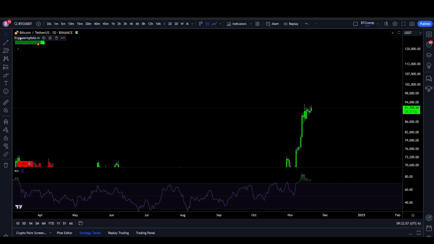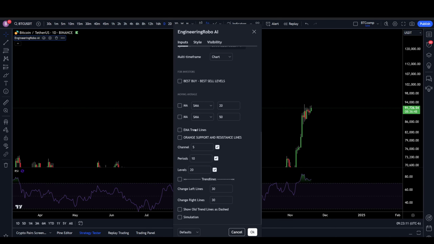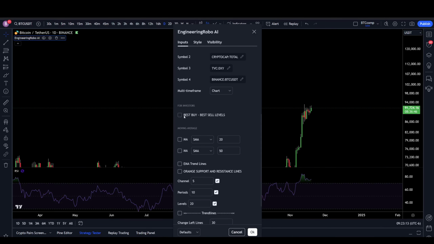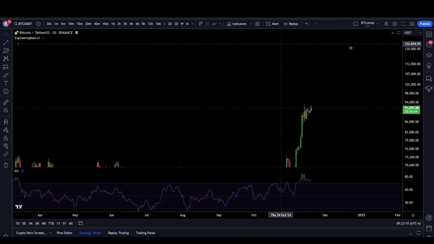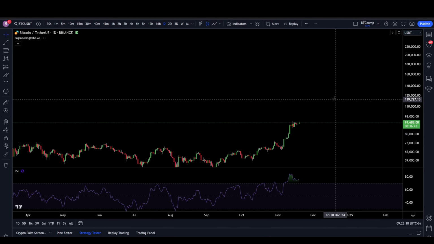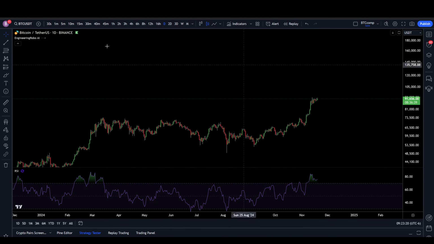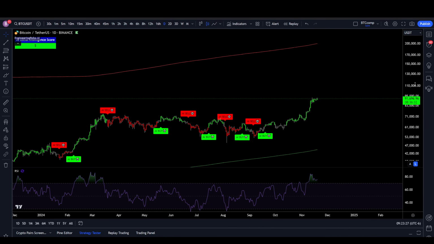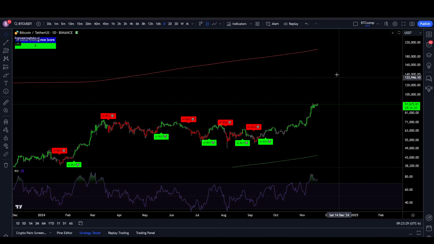If I open up the options here, and I go down to, where is it, best buy, best sell levels, and I zoom out a little bit, it should pop up here in a minute. Since it's an AI product, it does take a little bit longer to load, but once you have the chart loaded, it usually loads pretty quick.